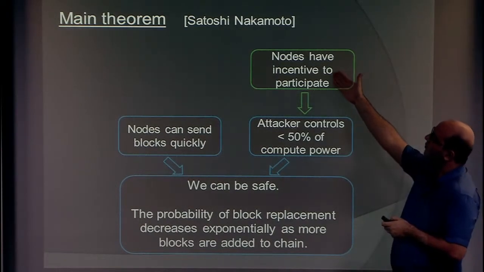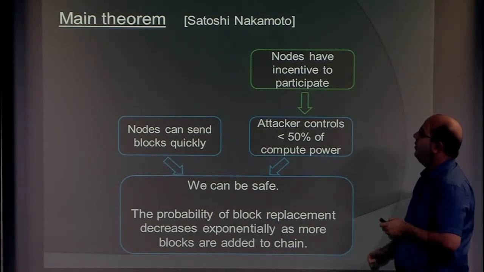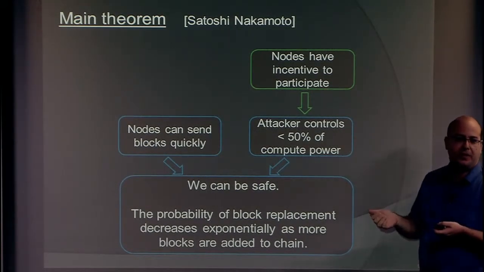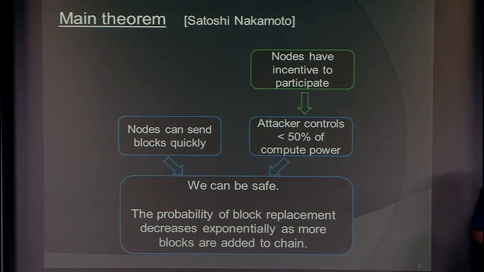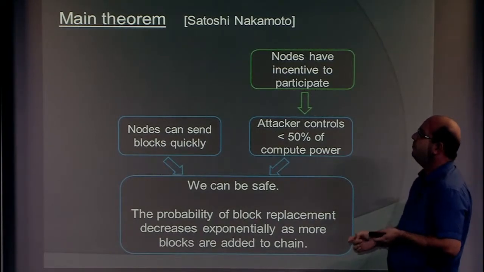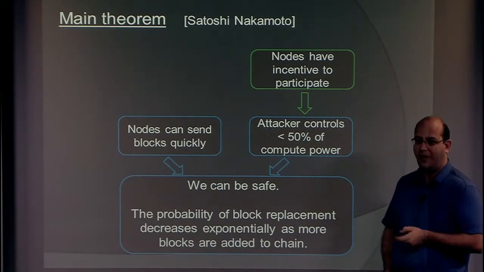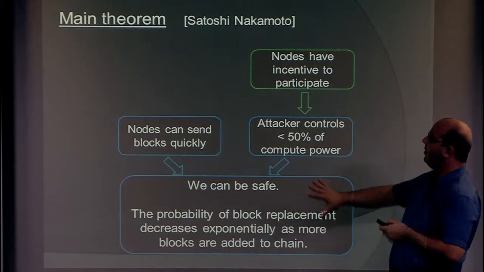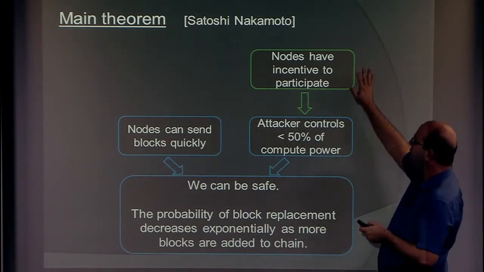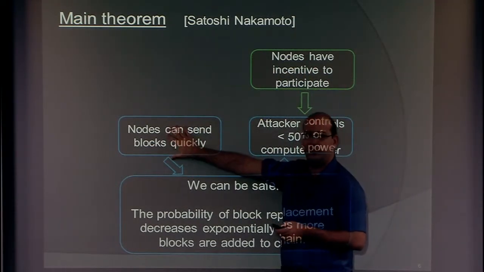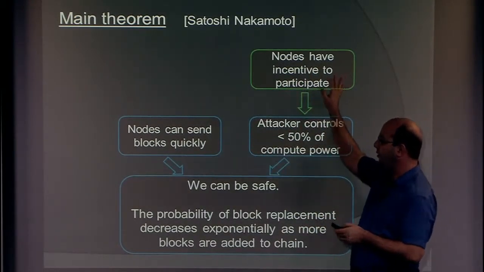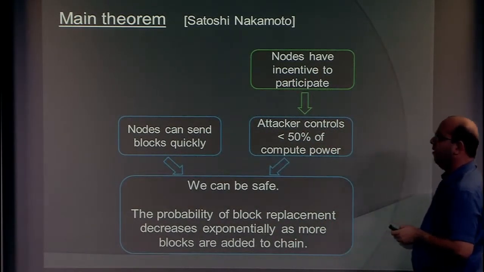So we need to have nodes incentivized somehow to participate in the system. Now, this is where incentives come into play. And really, every time that the protocol somehow gets into trouble, it's because this main theorem somehow is compromised because of this assumption or this assumption. These are the places where most attacks on the protocol come from.